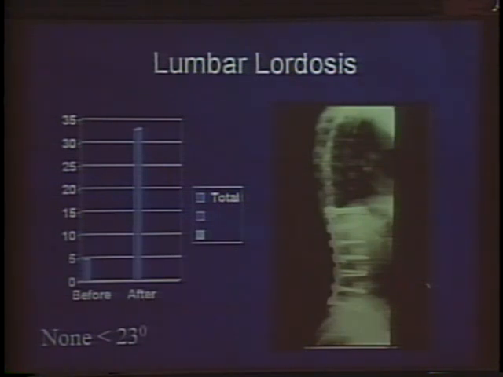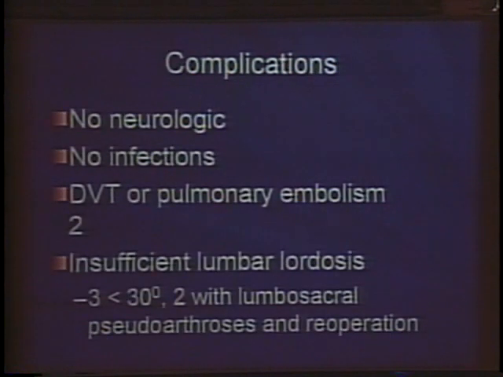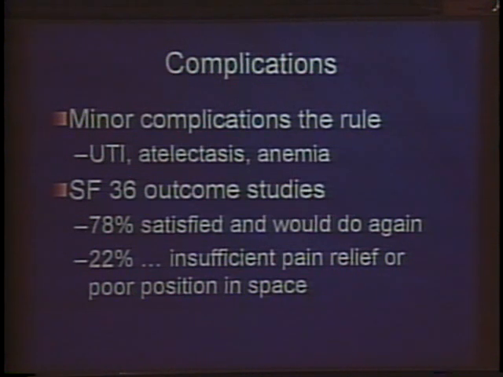And I think this is my biggest error, is not producing enough lordosis. And this probably is not enough lordosis on this x-ray and will probably develop a junctional problem sometime down the line. The complications, there were no neurologic and no infections. Two patients had pulmonary embolism, and I think three had lordosis less than 30 degrees, two who had lumbosacral pseudoarthrosis and reoperation. Minor complications almost always happen. The SF36 outcomes were generally satisfactory in 80%, 20%.